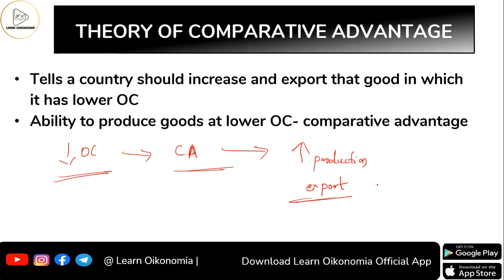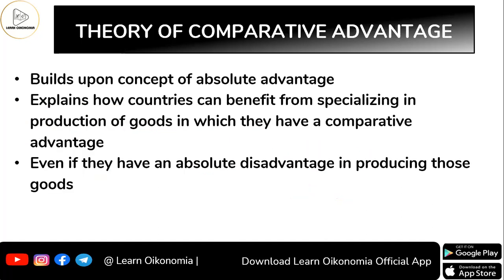So the ability of a nation to produce a certain commodity at a lower opportunity cost is the basic idea of comparative advantage. This is what is identified as comparative advantage by David Ricardo. So let's proceed to the details of the idea here.